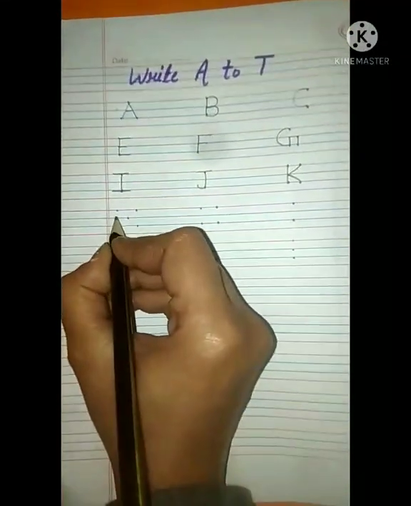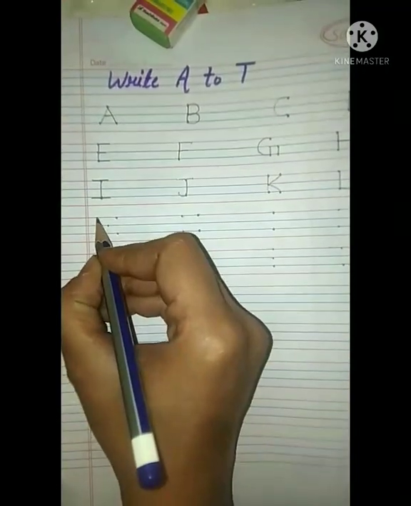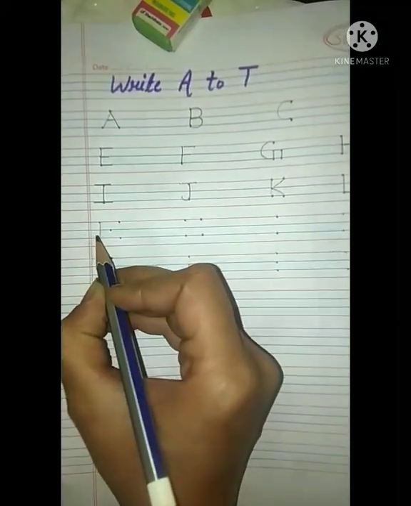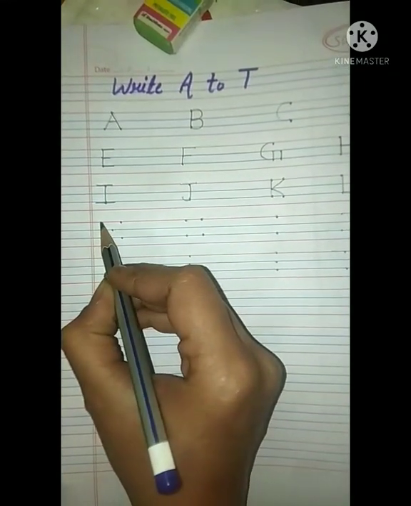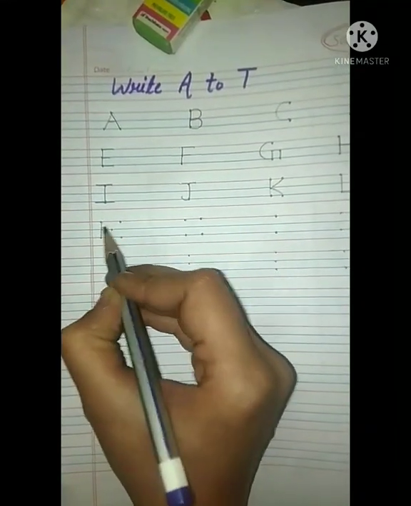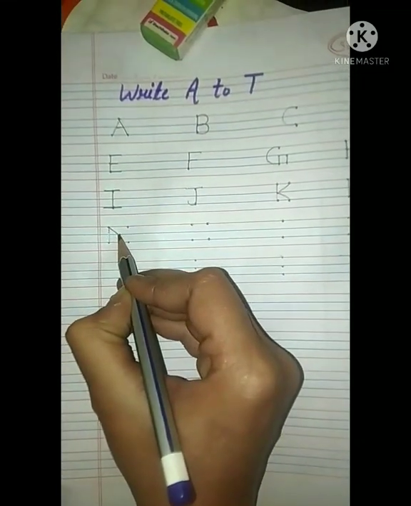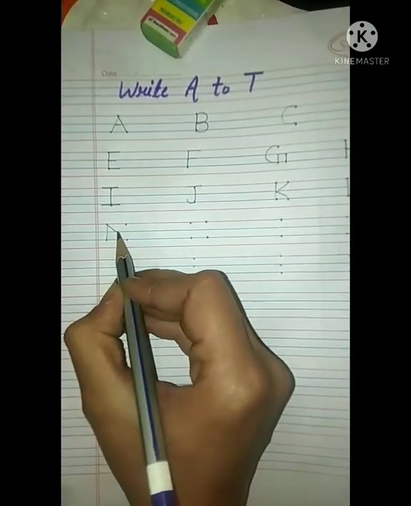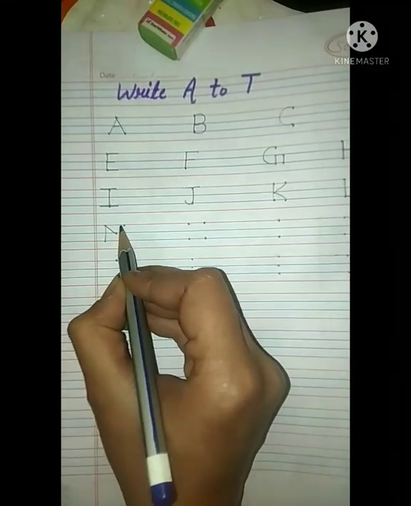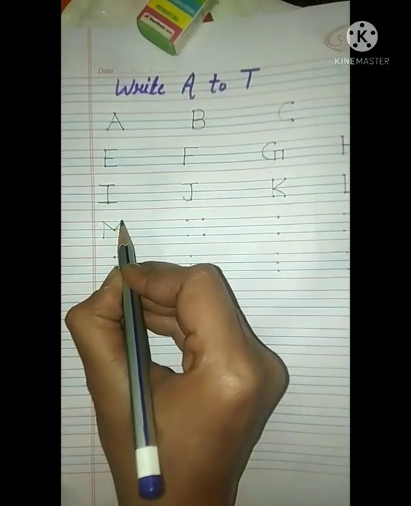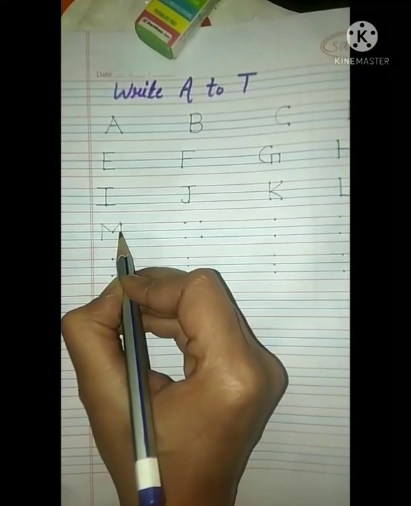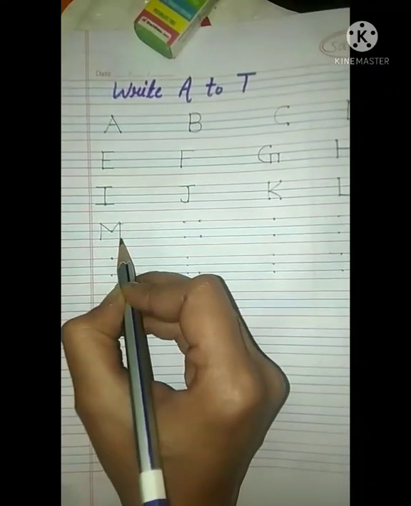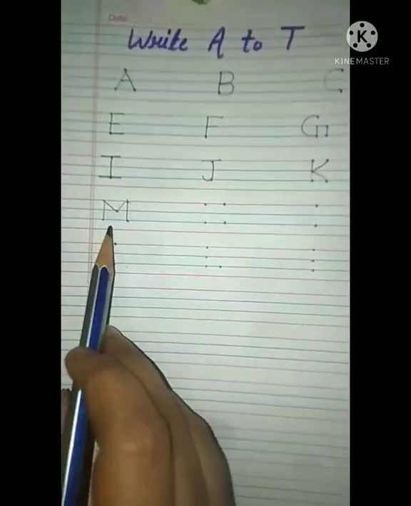So make M. First make standing line from first dot to second dot, then make slanting line from first dot to this dot like this. Then we will make again slanting line from this dot to this dot like this and now we will make again standing line from this dot to this dot. This is M. M for mango.